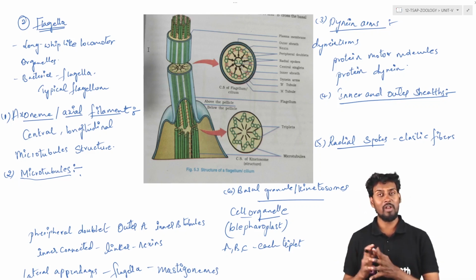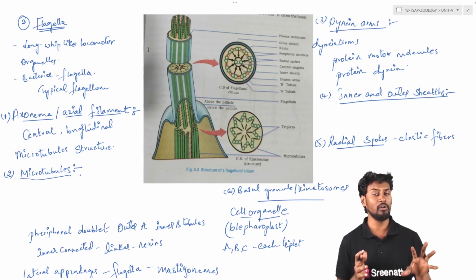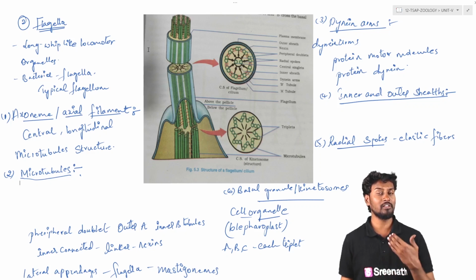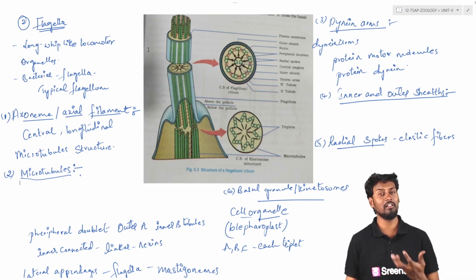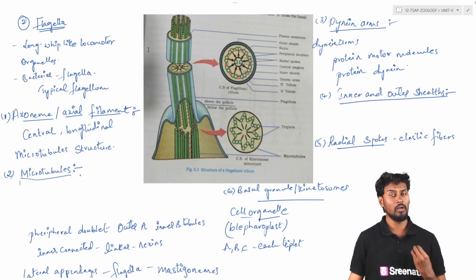Compared with bacterial flagella, protozoan flagella is completely different, even though they are performing the same kind of activity, locomotion from one place to another. But in terms of structural appearance and structural cross section, we can see that there is quite a difference between the bacterial flagella and the protozoan flagella.